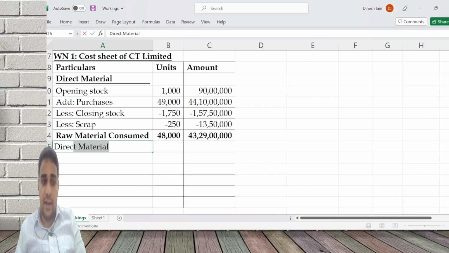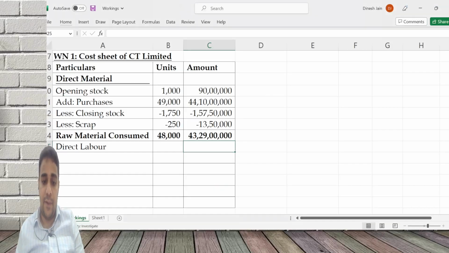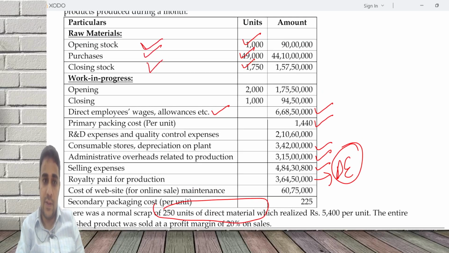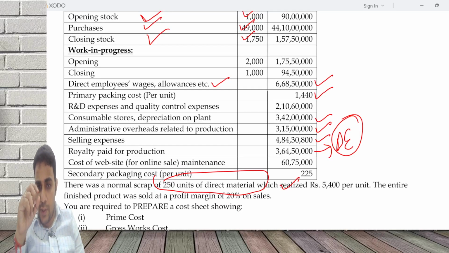Then I have direct labor, 6 crore 68 lakh 50,000. So we have given effect to this and this extra data. For work in progress also, they have given the units. There is some reason for that.